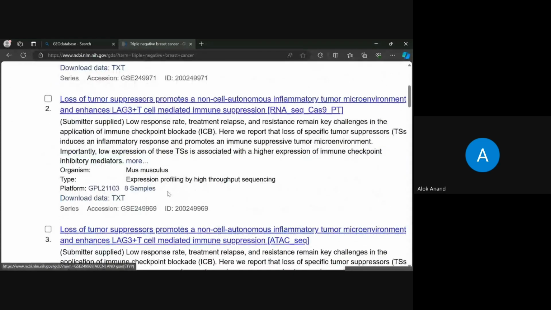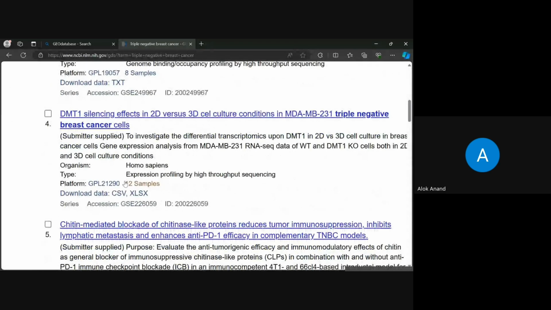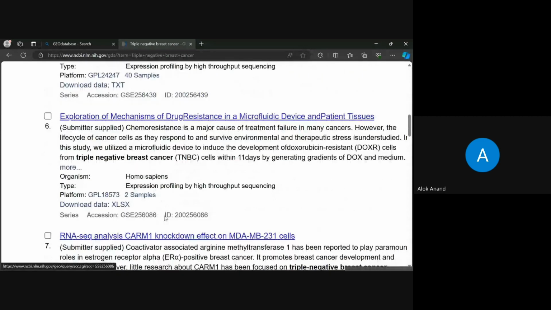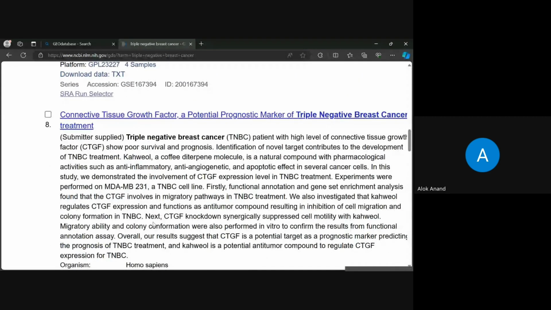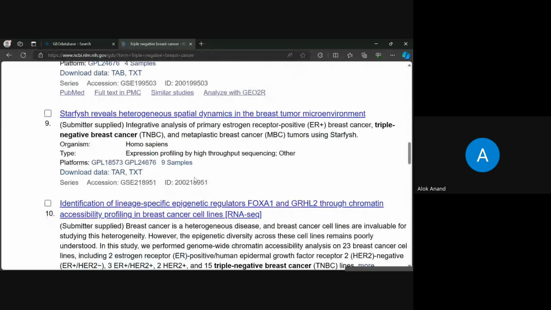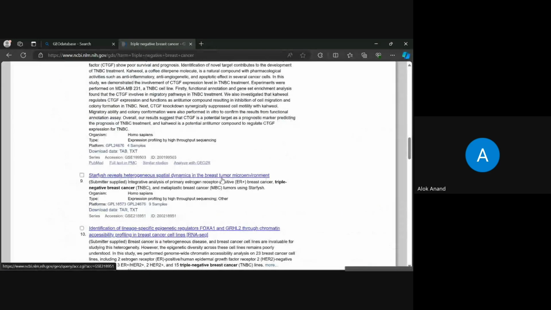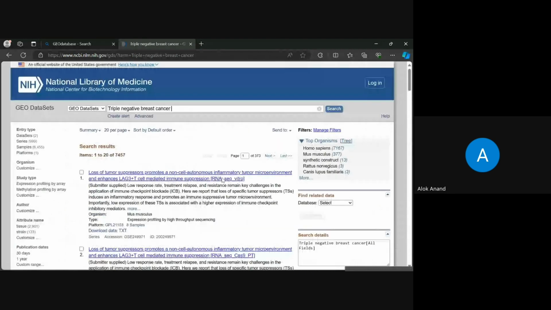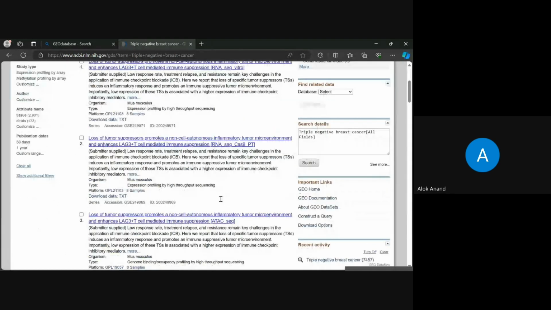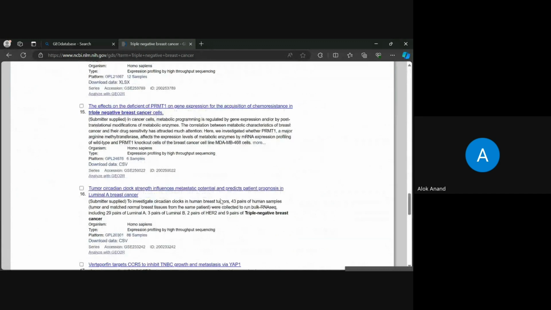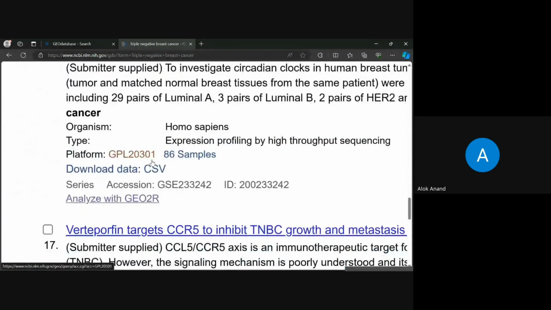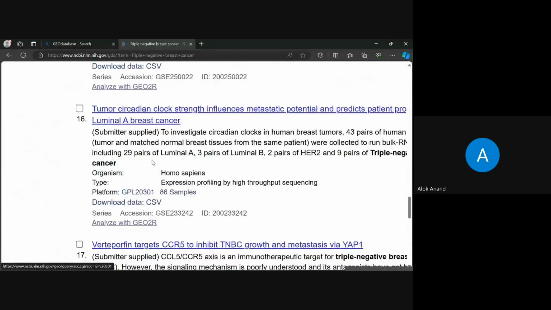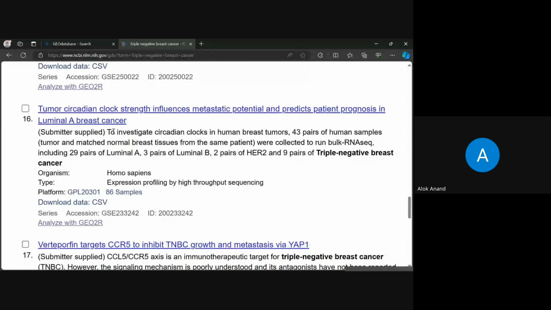Containing 8 samples, 8 samples, 12 samples, 40 samples, 2 samples, 4 samples, 4 samples, 9 samples. So you will find a lot of data sets here. Now suppose I'm going to look at this one, because this data contains 86 samples. Let us just look at what this data is all about.